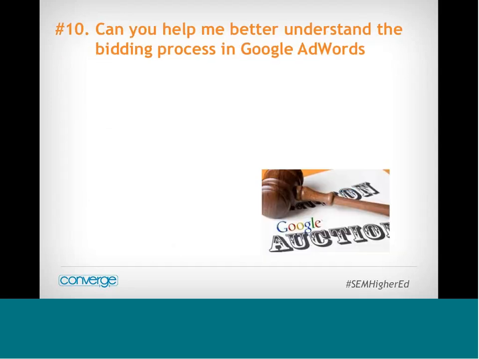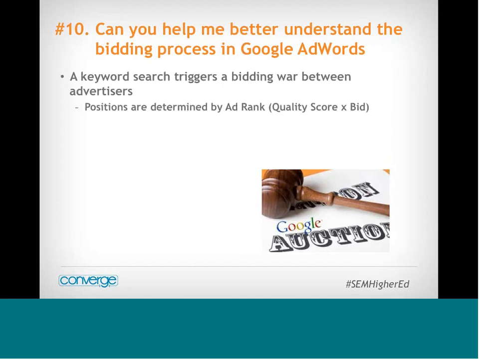Okay, can you help me understand the bidding process in AdWords? So what happens is you search on Google, and that search will trigger a bidding war. There's a bunch of advertisers trying to have their ads pop up on that search query. The positions of those ads are determined by an ad rank, and ad rank is simply your quality score times your bid.